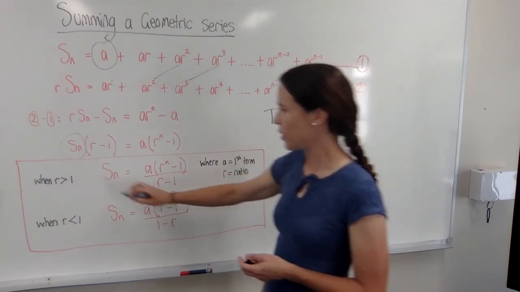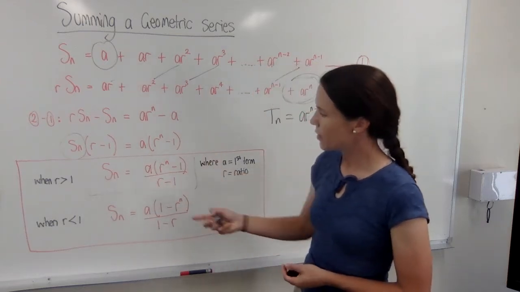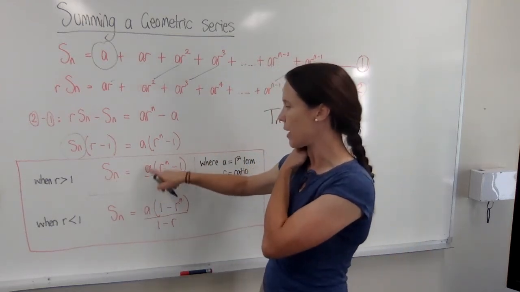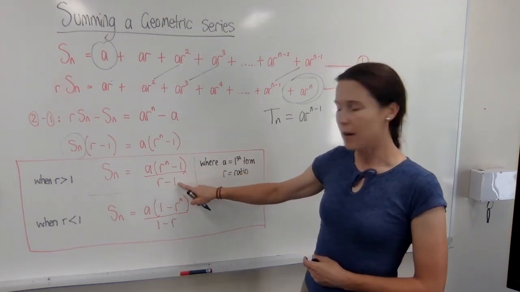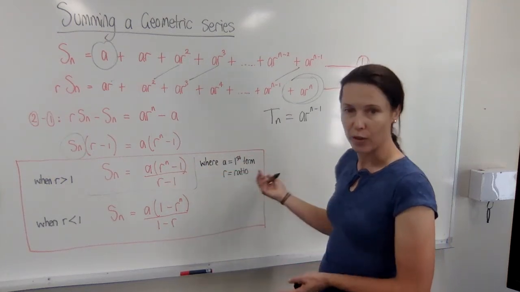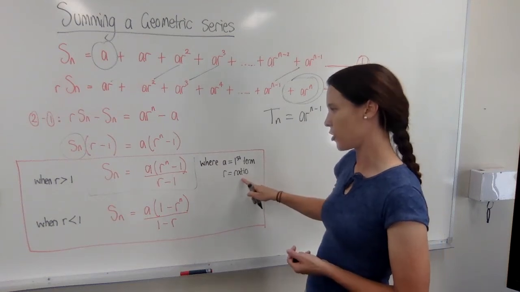And this is the one that you'll find on your formula sheet, where it says the sum to n terms is a times r to the n minus 1 over r minus 1, where a, of course, is the first term. We're used to that, and r is the ratio.